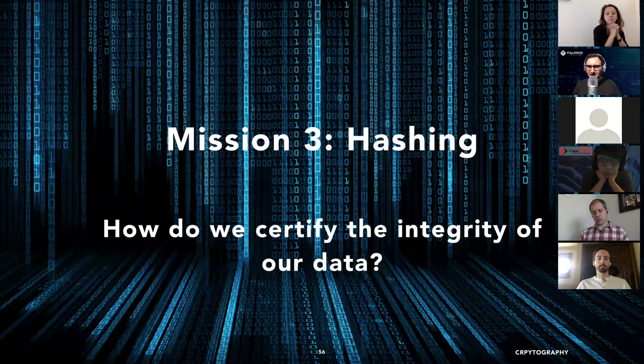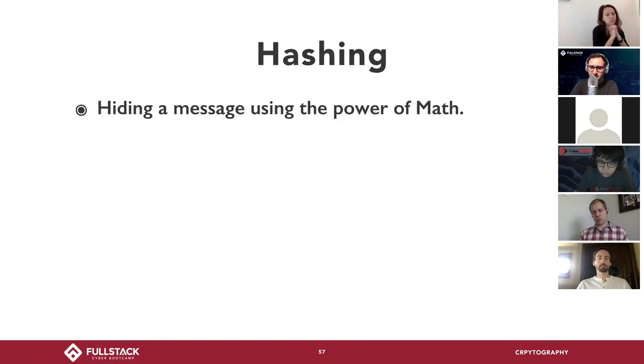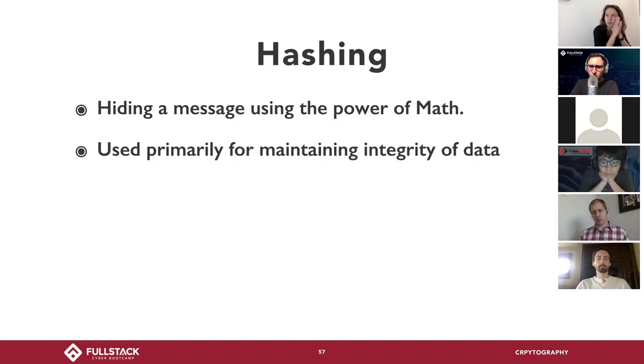With hashing, we talk about the integrity of data. How clean is our data? How much can our data be played with? With these ones and zeros, can somebody change this data? And the best way that we have to combat integrity problems is using a method known as hashing. Hashing, just like encryption, is hiding a message using the power of math. The main purpose of hashing, unlike encryption, is instead of dealing with a confidentiality problem or getting information to a destination, it is a way of maintaining integrity between parties.